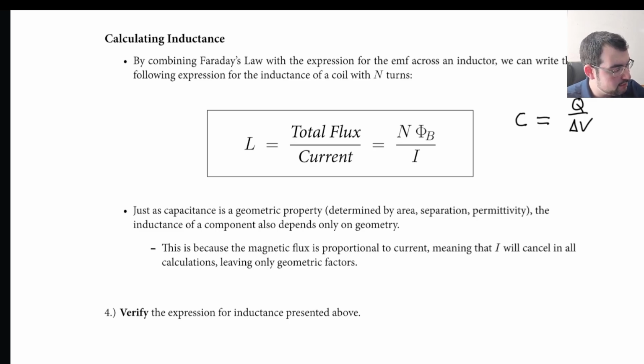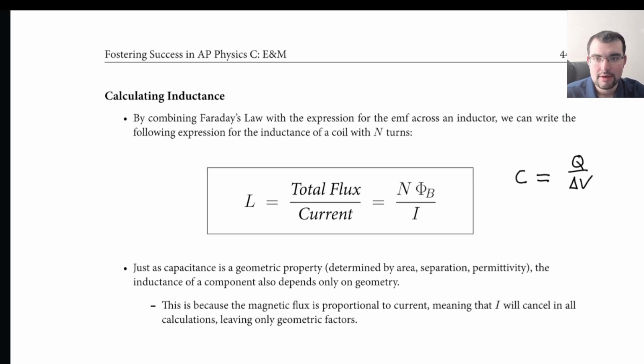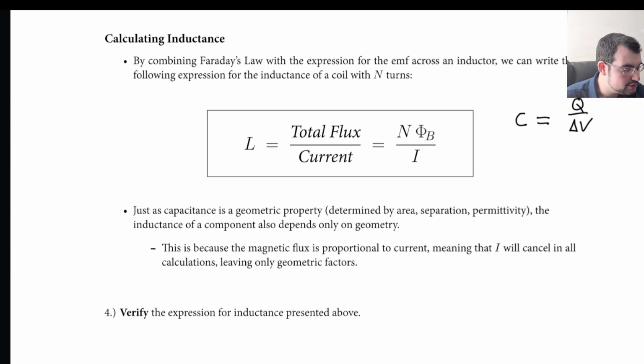We said that because delta V depended on the E field, which depended on the charge, we only got geometric factors affecting capacitance. You could have things like the plate area, or the plate separation, or even the permittivity, but you couldn't get sigma or Q or rho. It had to be some sort of geometry factors. And we'll see this follows the same rules.